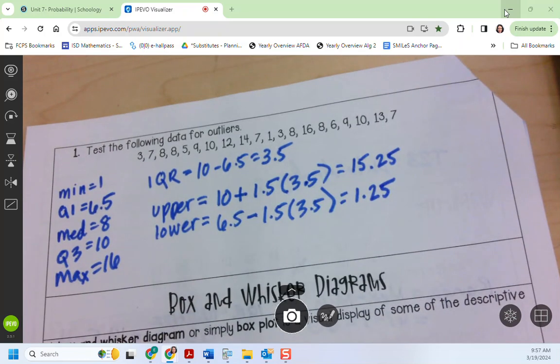All right, how many outliers do we have? 16 is an outlier. Are there any other outliers? So 3 is not an outlier because it's between 1.25 and 15.25. But yes, 1 is an outlier. So the outliers are 1 and 16.